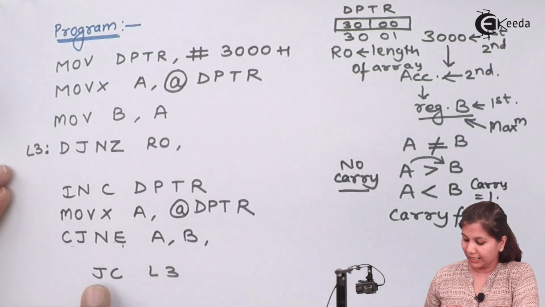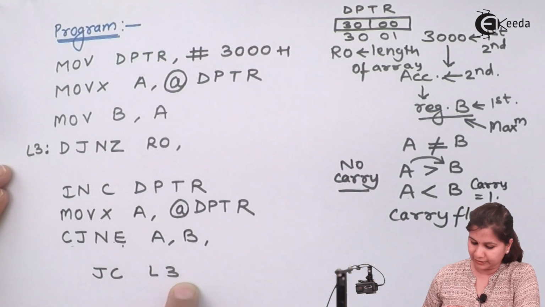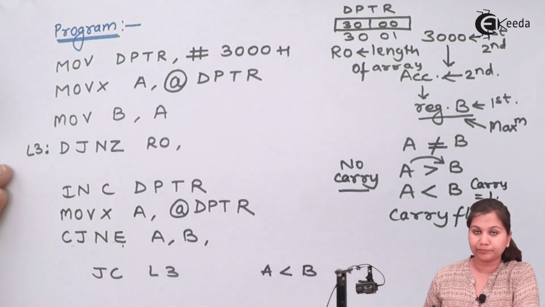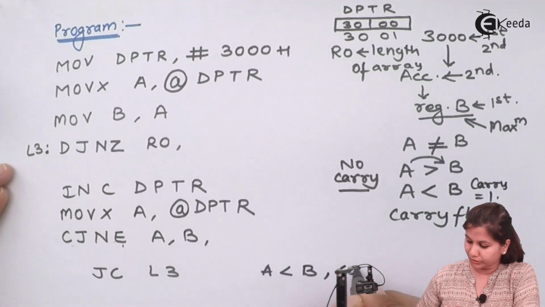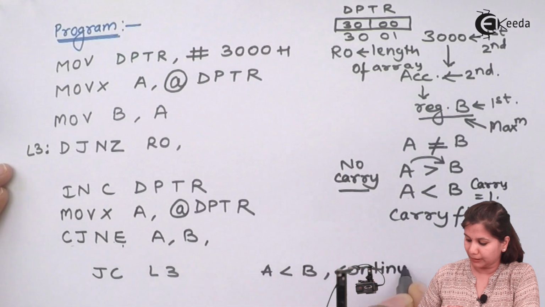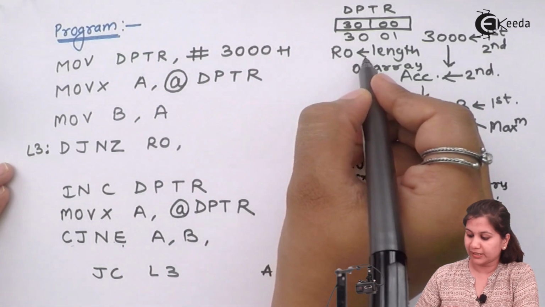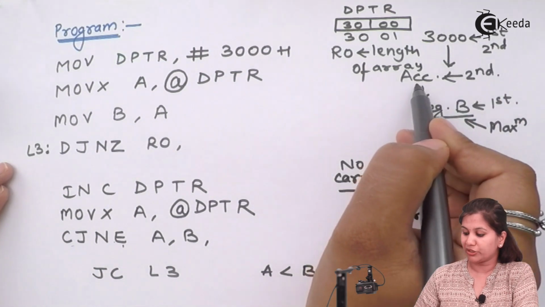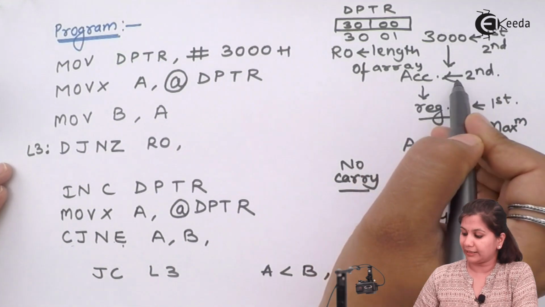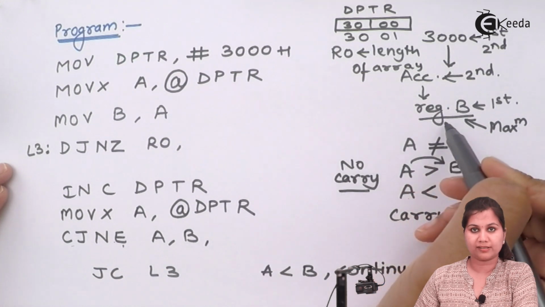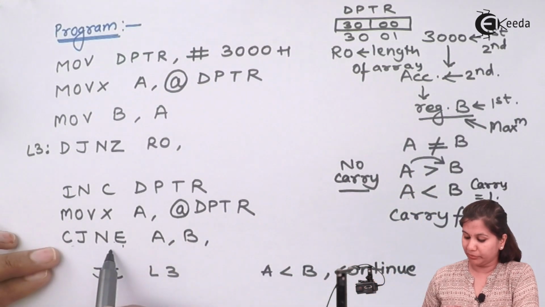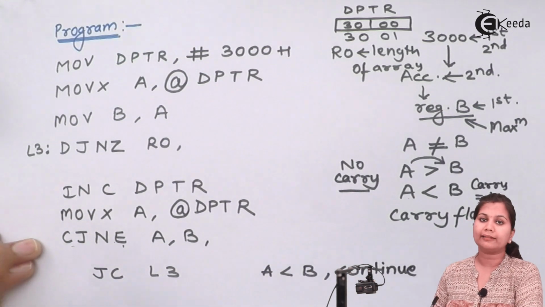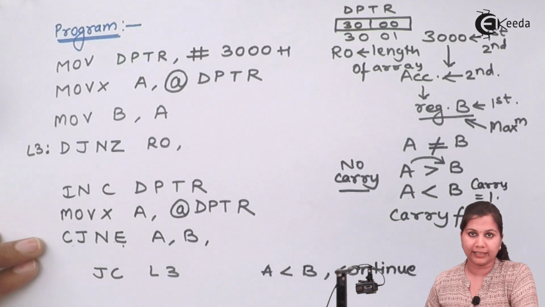Okay, so when carry is generated, that condition is when A is less than B. So what will it do? It will continue doing the comparison. It will decrement R0, then it will come to the third number, and the third number will be shifted into the accumulator and compared with register B. Again the comparison will be done, again it will be checked whether the carry is generated or not, and the process will be repeated again and again.